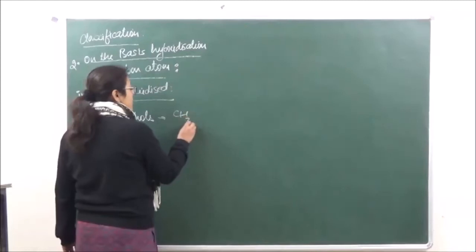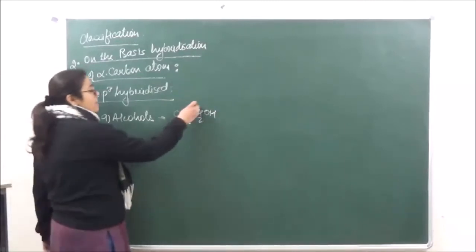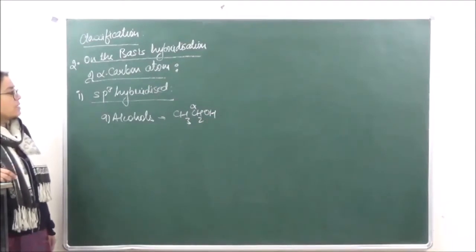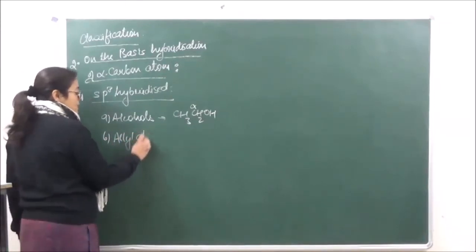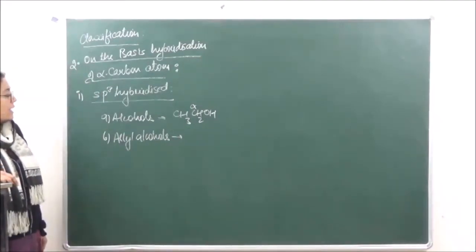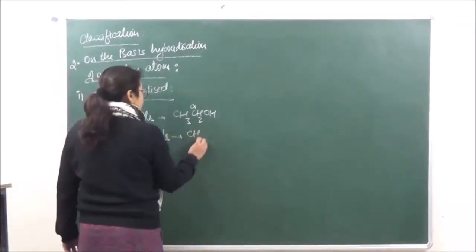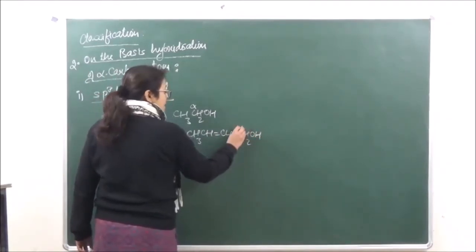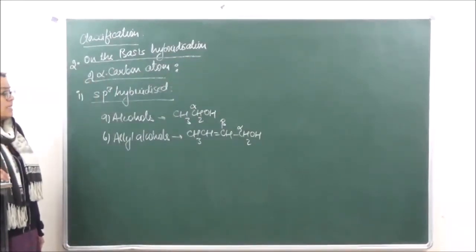Alcohols means we have a simple example which we are taking over here, that is ethyl alcohol. Now this is the alpha carbon atom over here. This alpha carbon atom is sp3 hybridized. So these are known as alcohols. The second one which we have is known as allyl alcohols. Allyl alcohols means that we have over here the alpha carbon atom as sp3 hybridized and the beta carbon atom is going to be sp2 hybridized.